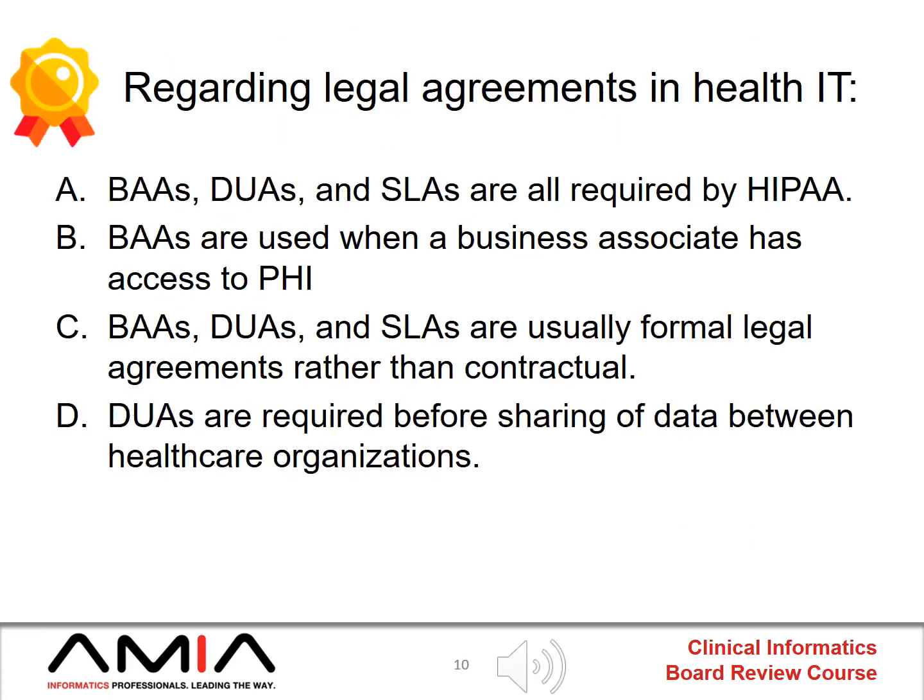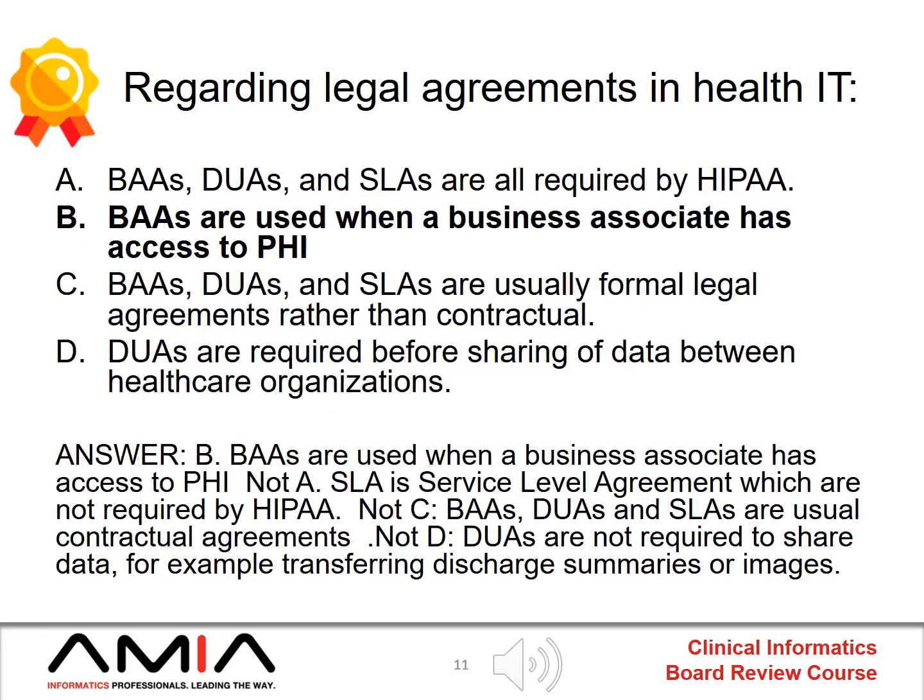Now here's the first quiz in this lecture on governance, and it has to do with legal agreements in health IT. So the first option is A, that BAAs, DUAs, SLAs are all required by HIPAA. B, BAAs are used when a business associate has access to PHI. C, BAAs, DUAs, SLAs are usually formal legal agreements rather than contractual. And last option, D, DUAs are required before sharing of data between health organizations. So which of these is correct?